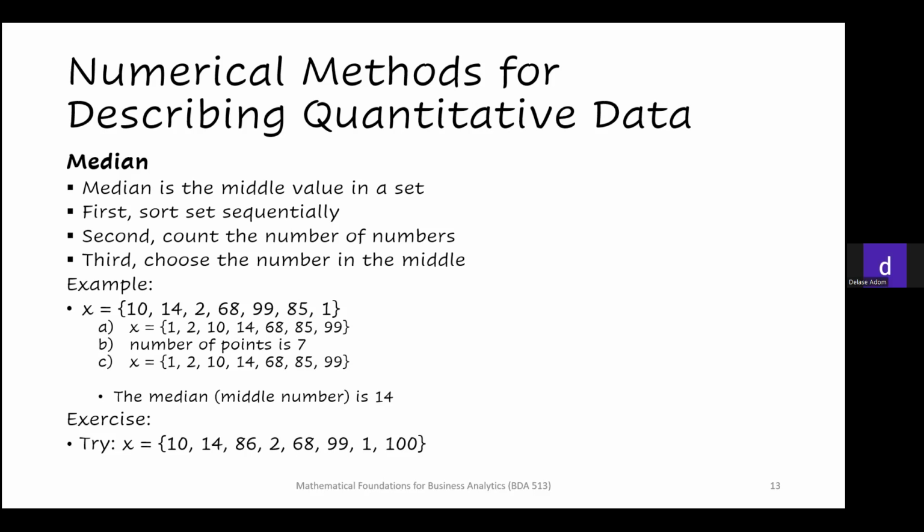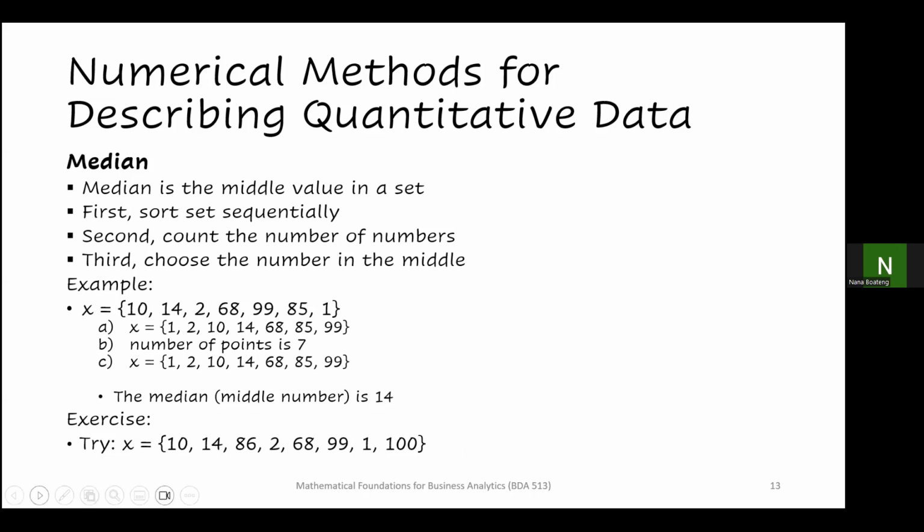Numbers in order. Okay. And yes, the total number was 8, meaning I have 2 middle numbers. So the middle numbers are 14 and 68, which I added and divided by 2. So 14 plus 68 is 82, divided by 2 will give 41. Okay, excellent. All right.